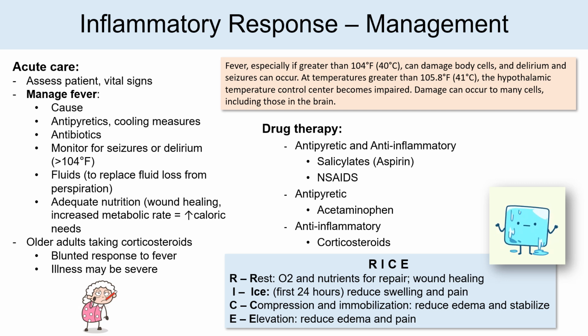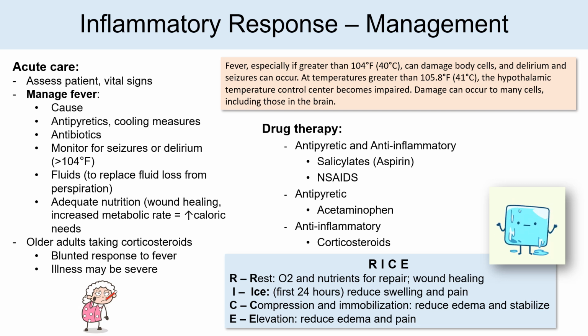We don't want the fever to go above 104, definitely, because that can cause brain damage. It can cause seizures and delirium. We want to make sure the patients stay hydrated because at the higher temperature, they're going to have fluid loss from perspiration. Even if you think you're not a sweater, if you have a fever, your body is sweating, and you're losing electrolytes and fluid. We want to make sure the patient maintains adequate nutrition because the body needs the tools, the building blocks for wound healing.